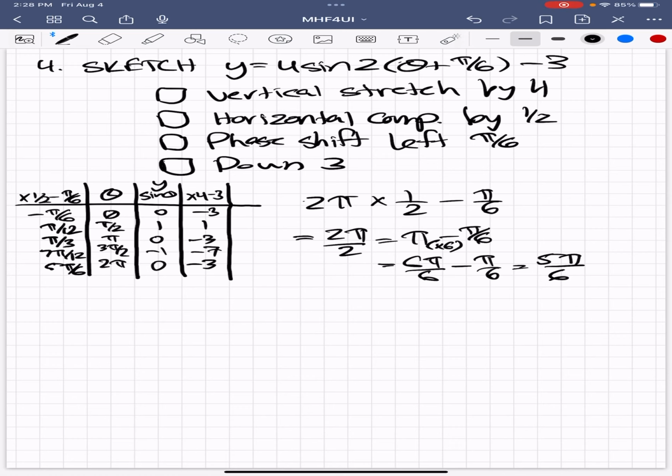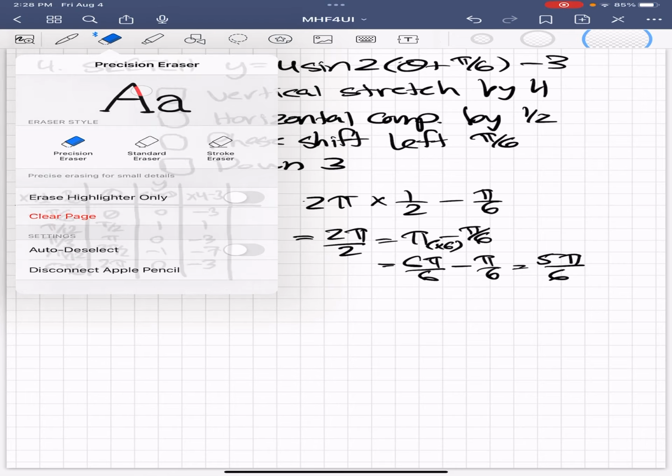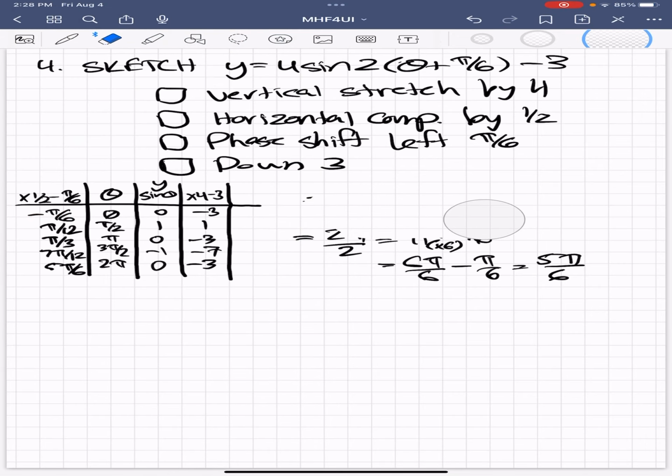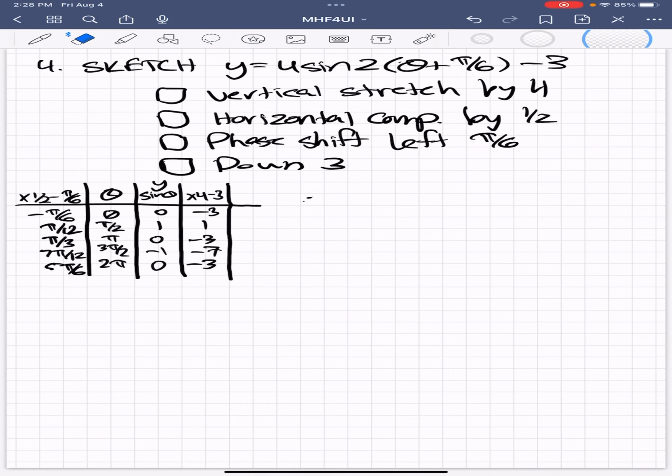So that's how you find that column there, the x values column. That's how you find the x values column. You mostly have to do it by hand. I'm not sure if there's much online help to help you. I hope that was helpful. And let's get started on our graph.